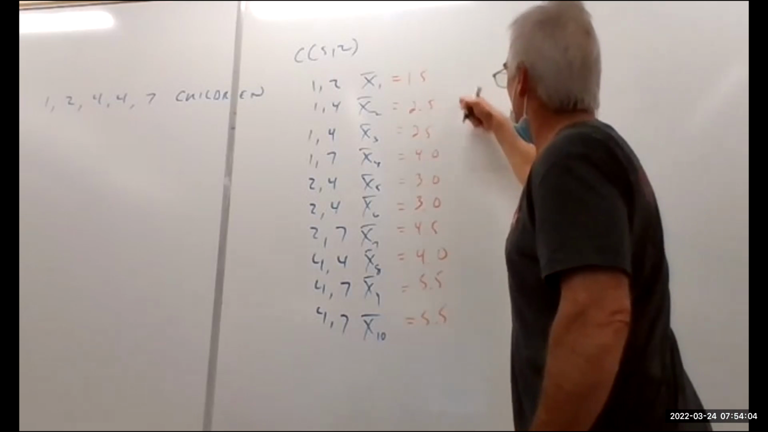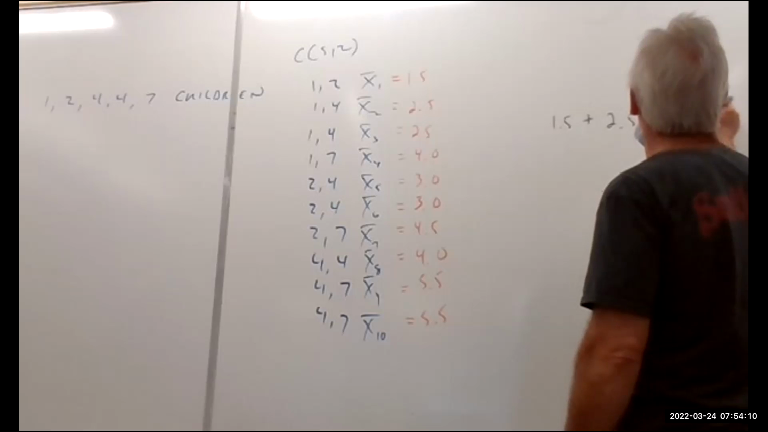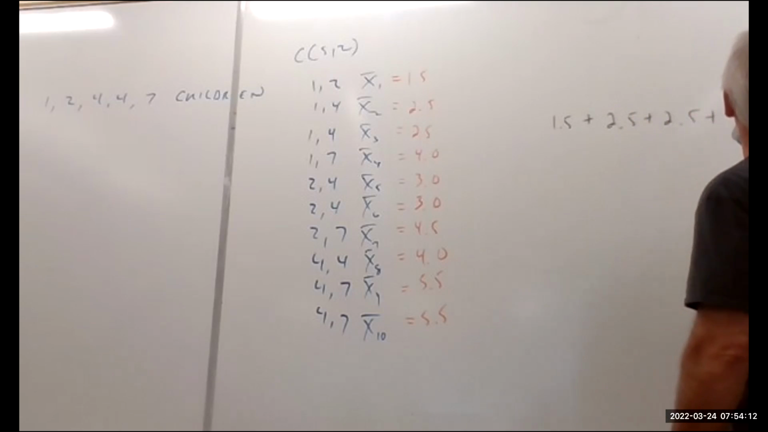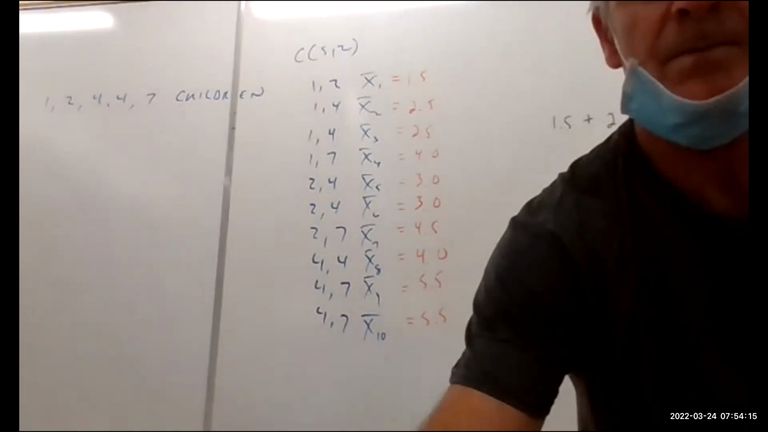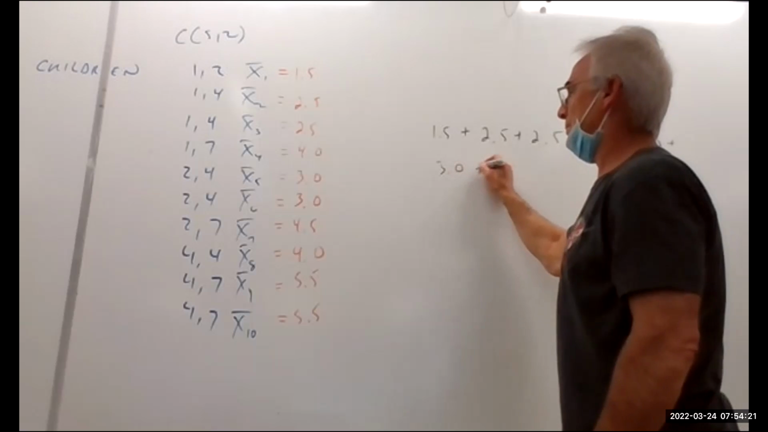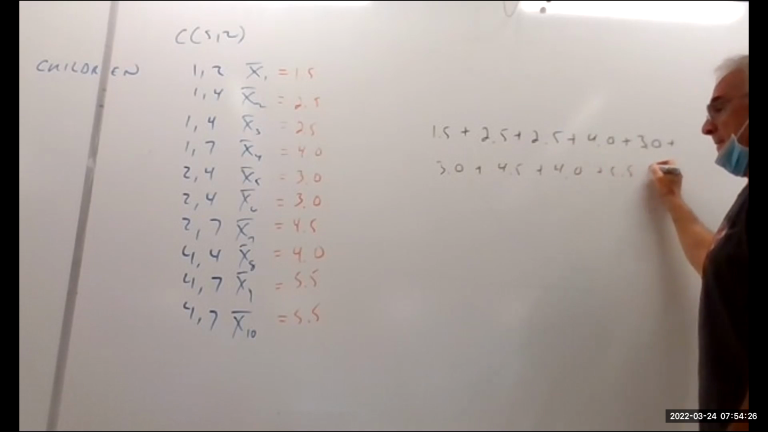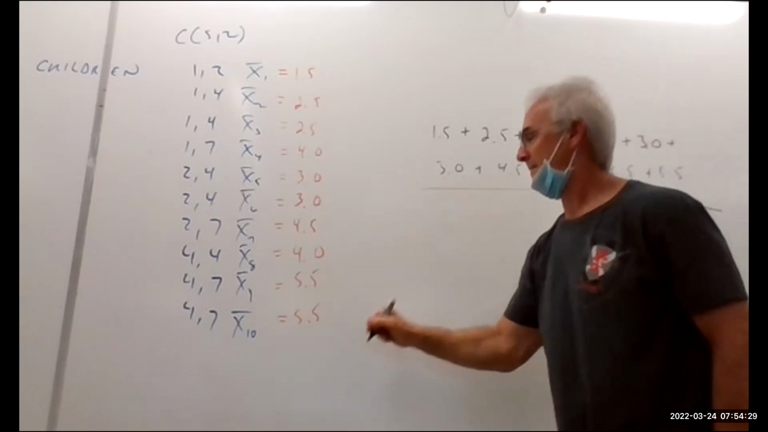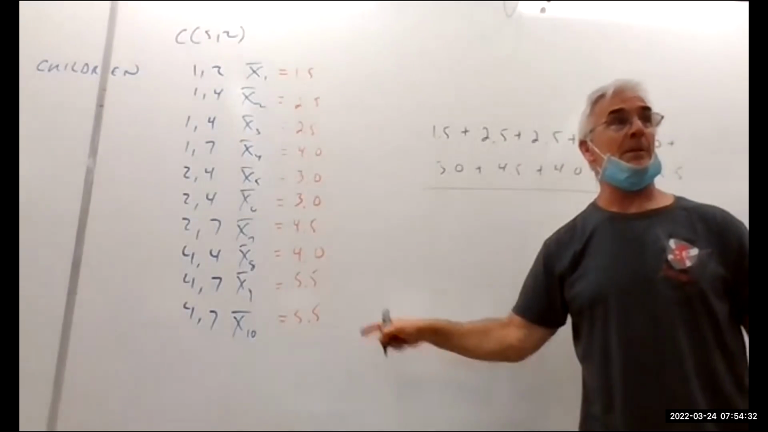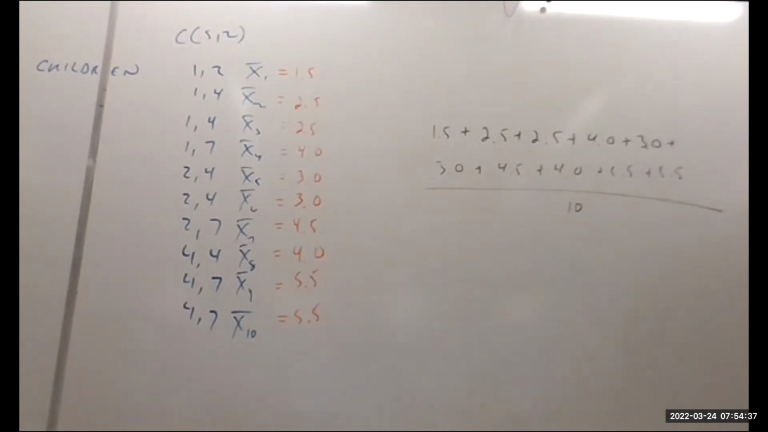So what I want to do is add up all of these numbers: 1.5 plus 2.5 plus 2.5 plus 4.0 plus 3.0 plus 3.0 plus 4.5 plus 4.0. Let's add up all these numbers. And what will we divide by? Well, how many are there? 10. Add all those up and divide by 10 for me, please. Do that on your calculator. We found all of our sample means. Let's find the mean of our sample means.